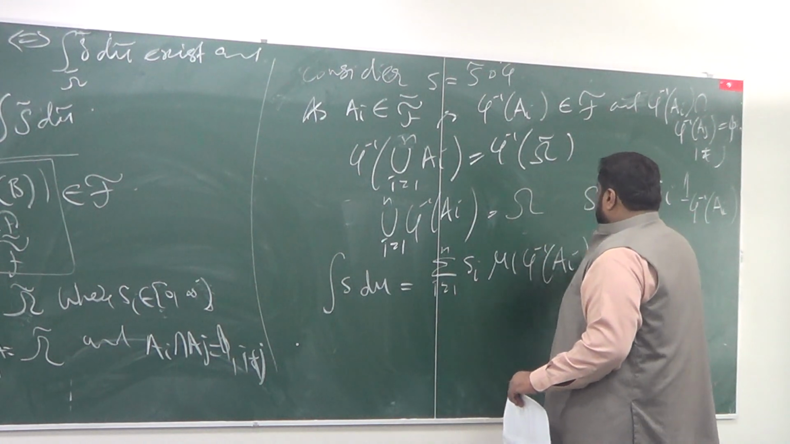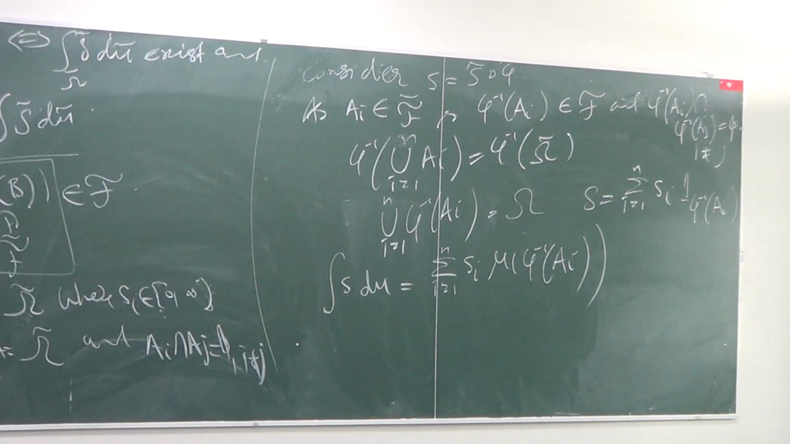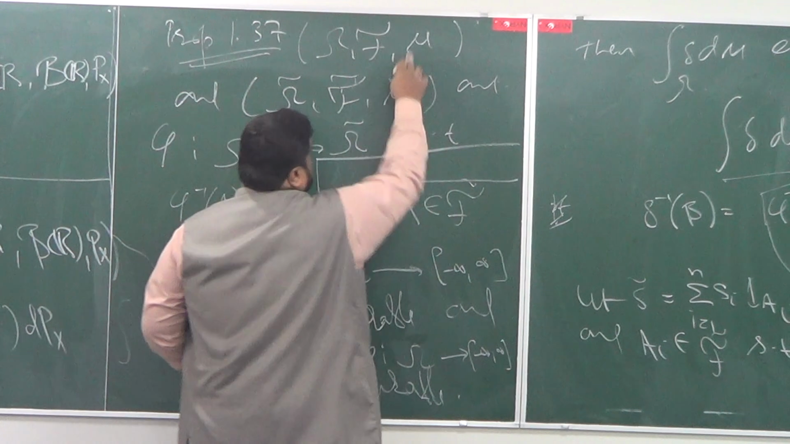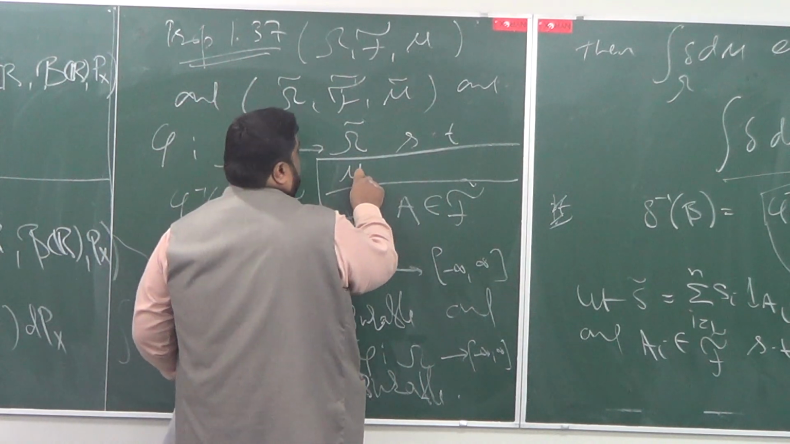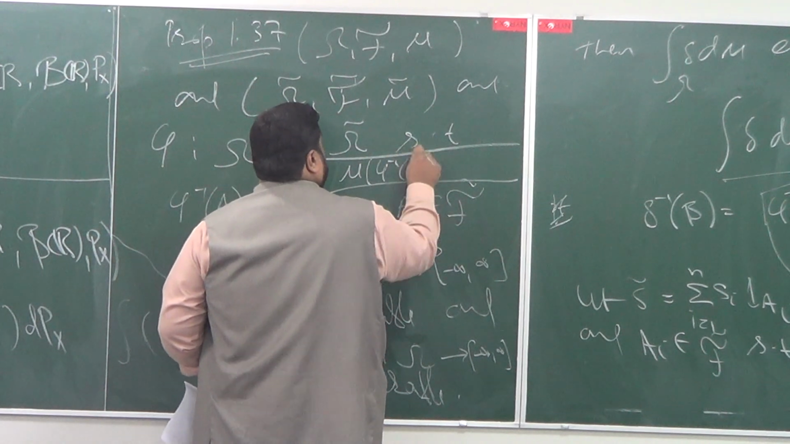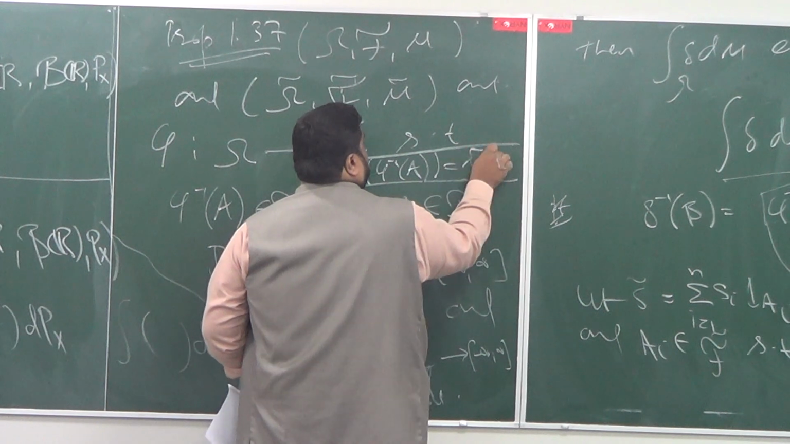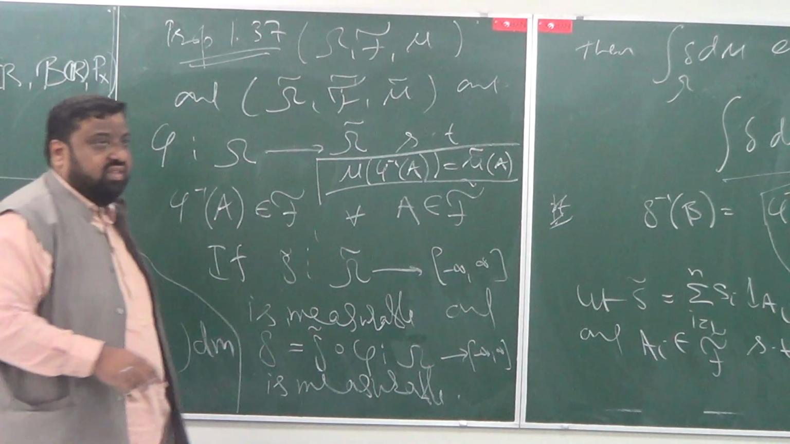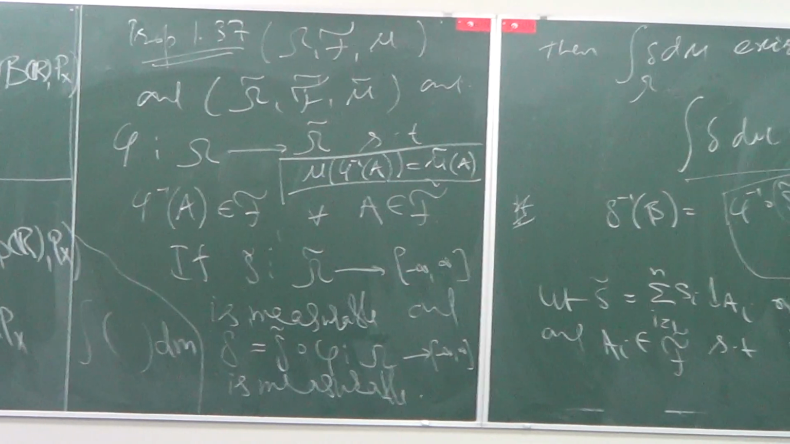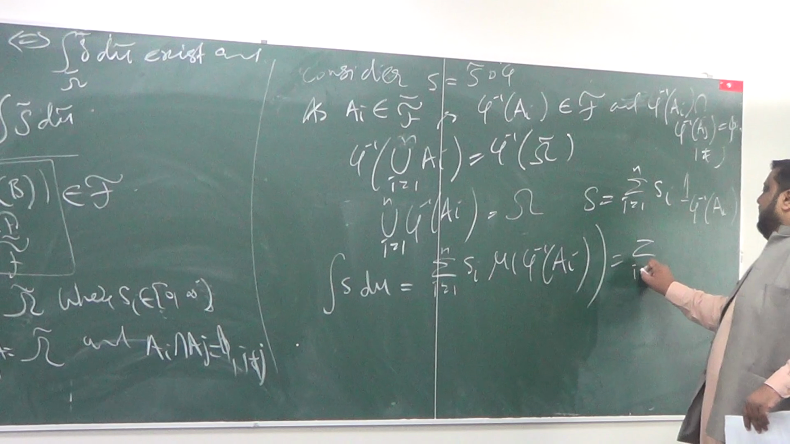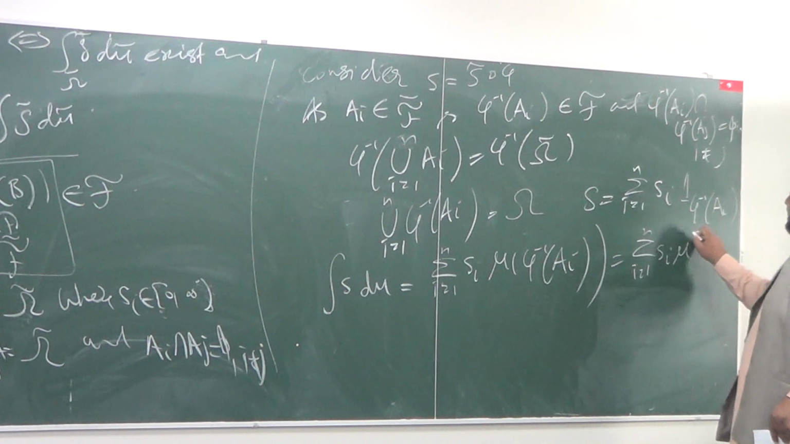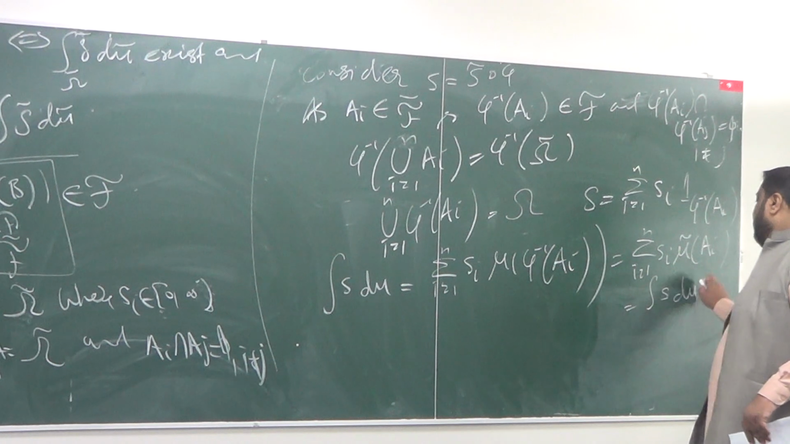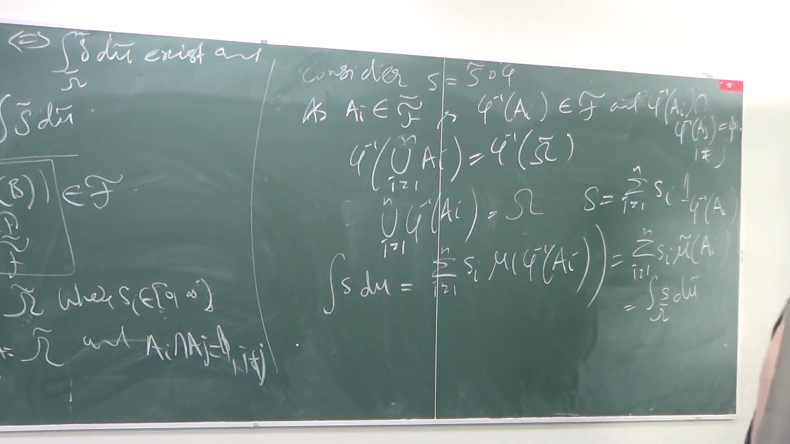There was one very crucial thing that is missing, which is how these measures are related to each other. If you compute mu of phi inverse of A, it turns out that this is the same as mu tilde of A, for every A. That's another thing which is in the theorem. If this is the case, then we are almost done. This is going to be the sum from i equal to 1 to n of s_i mu tilde of A_i, and this is the same as the integral of s tilde with respect to mu tilde over omega tilde.